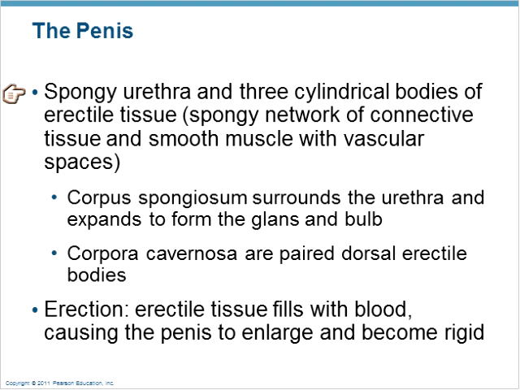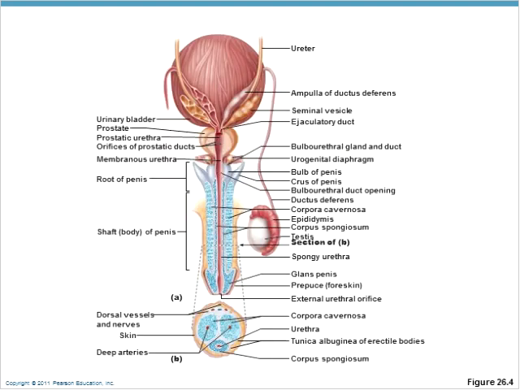The spongy urethra and three cylindrical bodies of erectile tissue, a spongy network of connective tissue and smooth muscle with vascular spaces, include the corpus spongiosum, which surrounds the urethra and expands to form the glans and the bulb, and then the corpus cavernosum, a pair of dorsal erectile bodies which help to create erection, if you will. That erectile tissue fills with blood, causing the penis to enlarge and ultimately to become rigid.